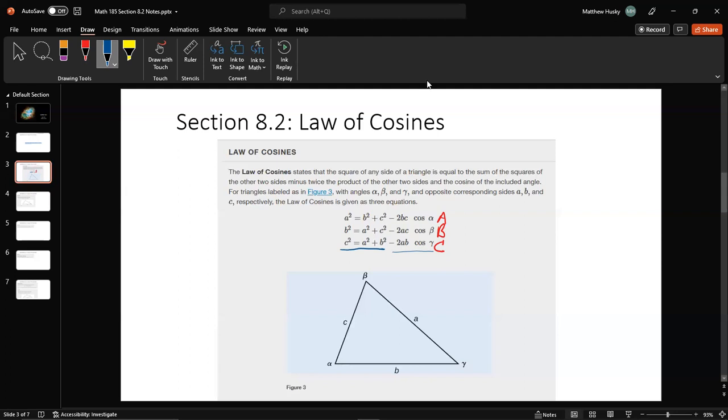And so, here angle gamma or angle C is not a right angle. So you have this compensation or offset in the formula where you subtract 2 times A times B times the cosine of angle C. And so it's sort of a modification of the Pythagorean theorem.